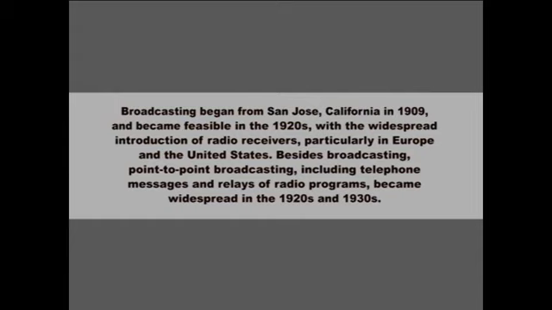With the widespread introduction of radio receivers, particularly in Europe and the United States, besides broadcasting, point-to-point communication, including telephone messages and relays of radio programs, became widespread in the 1920s and 1930s. Another use of radio in pre-war years was the development of detection and locating of aircraft and ships by the use of radar, radio detection and ranging.